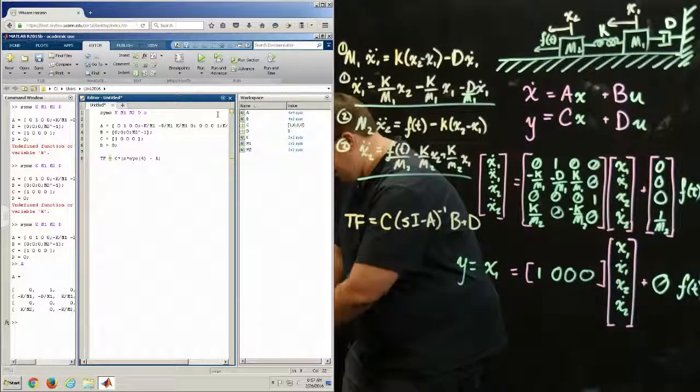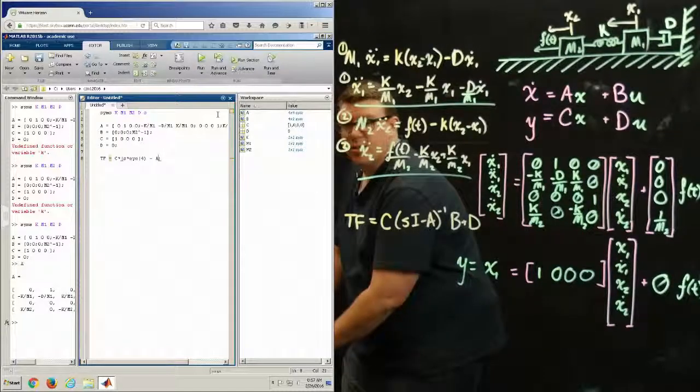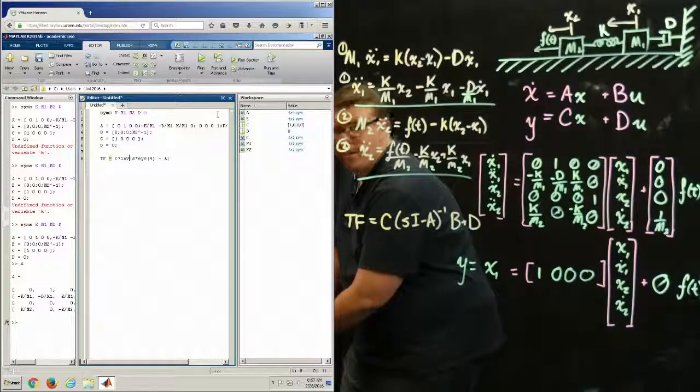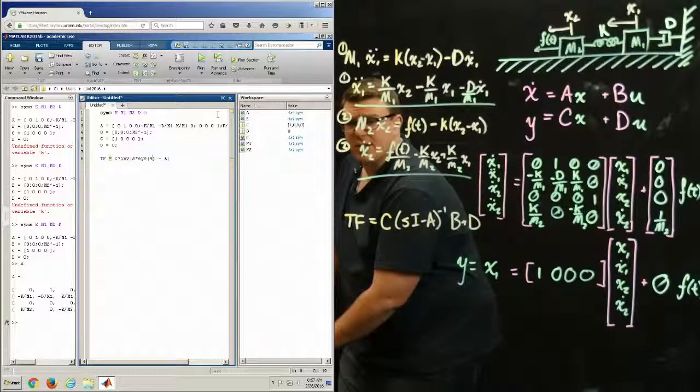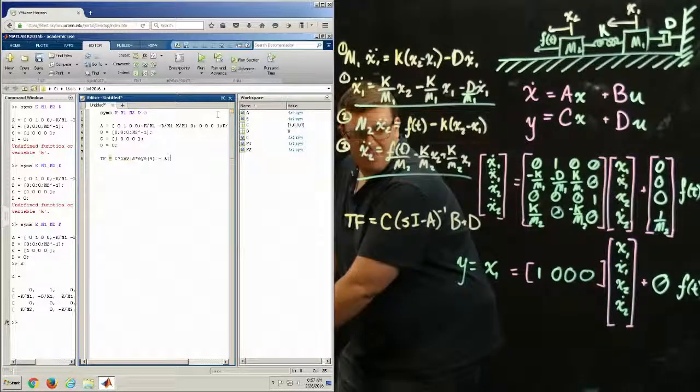And we want the inverse of this entire matrix. So I'm going to just type INV. You could also just do to the negative 1, and it should work as well. There are actually a bunch of different ways you can take the inverses of matrices in MATLAB.